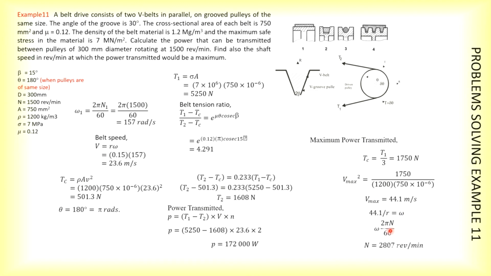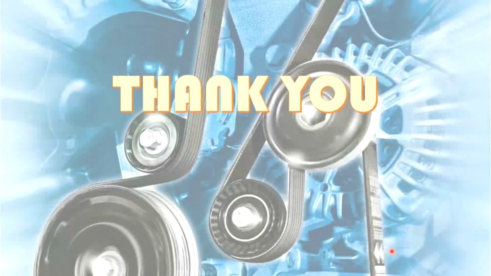So that's the speed. 2807 revolutions per minute. That is the speed in revolutions per minute. From this, you will be able to find out the speed, 2807.